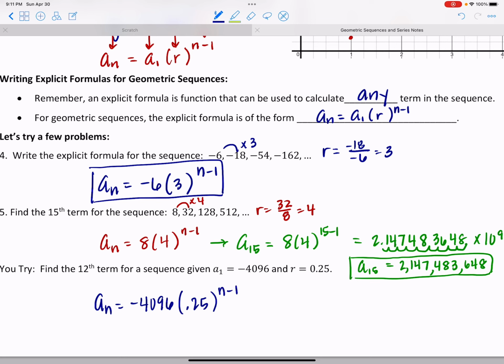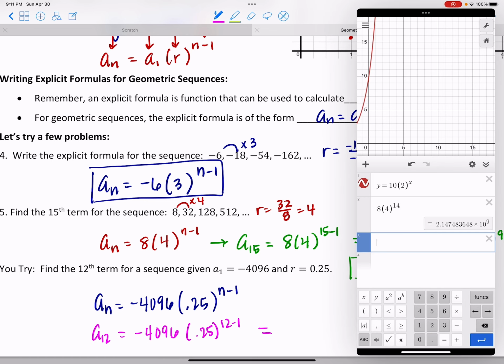Now this one, telling us to find the 12th term, so a sub 12, would be negative 4,096 times 0.25 to the 12 minus 1 power. And again, I'm just going to go into the calculator with this one.